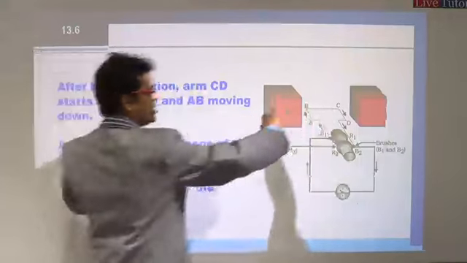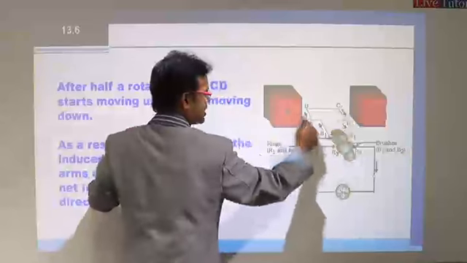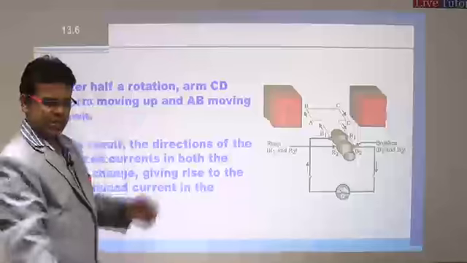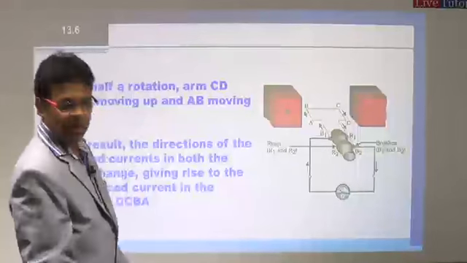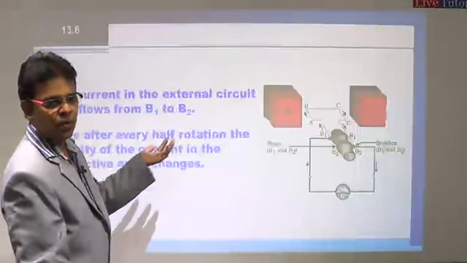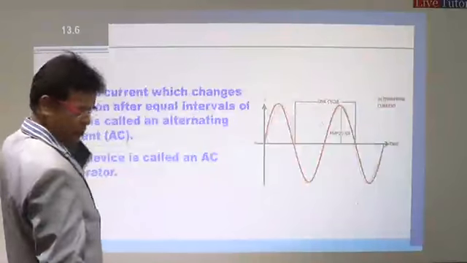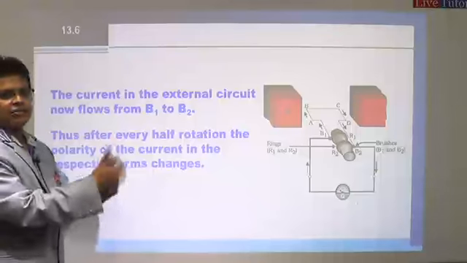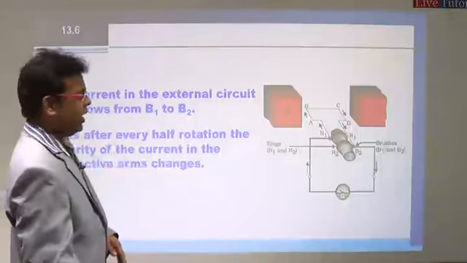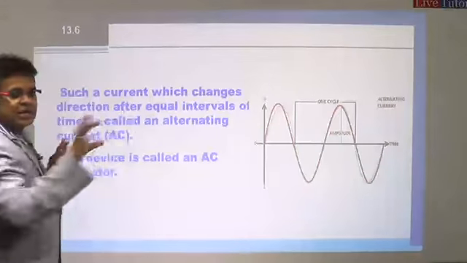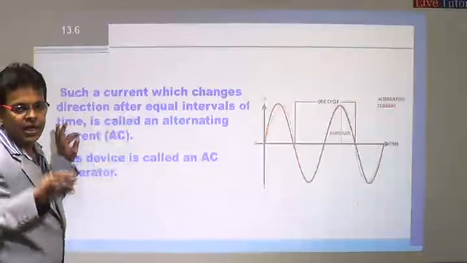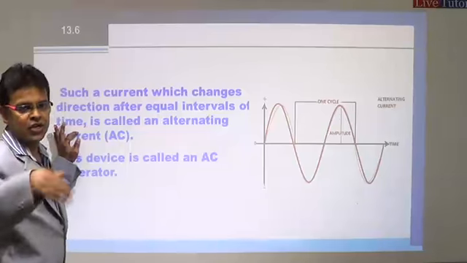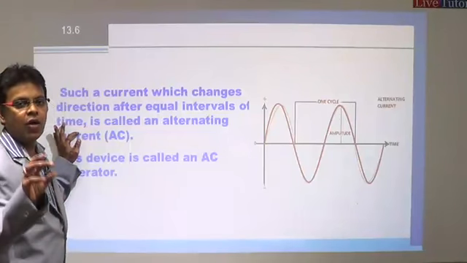Now after half rotation, when the CD comes here, the direction of current will be changed because it is from C, D, B, A. So in the external circuit also, current will flow, first B2 to B1, now from B1 to B2. So this is how for every half rotation, the direction of current will keep on changing. Now, such kind of current where the direction changes after equal intervals of time is called alternating current.